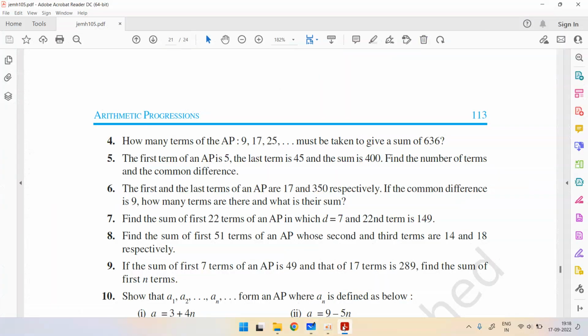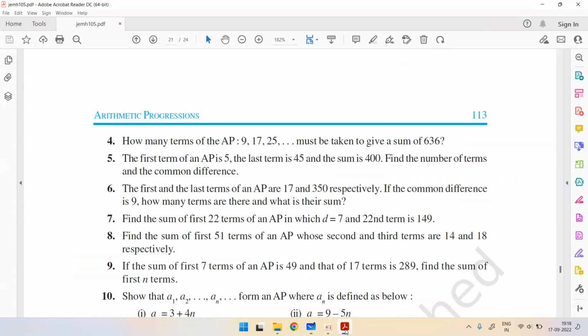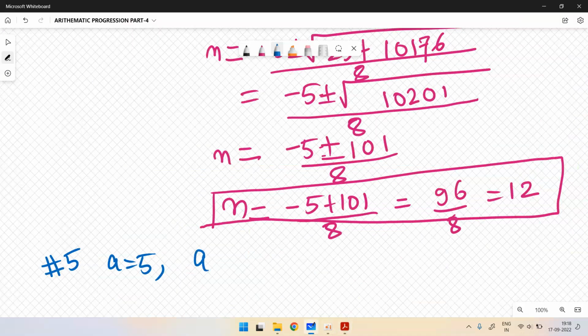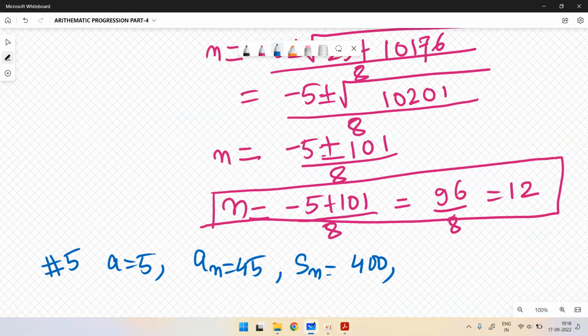Fifth question: the first term of an AP is 5, so a equals 5, and the last term is 45. The sum S of n is given to be 400. You need to calculate the value of the common difference and the number of terms, so you need to find n, and d equals what.